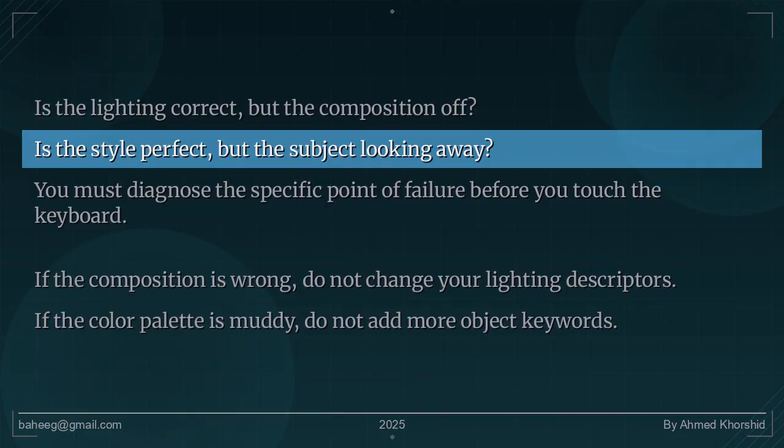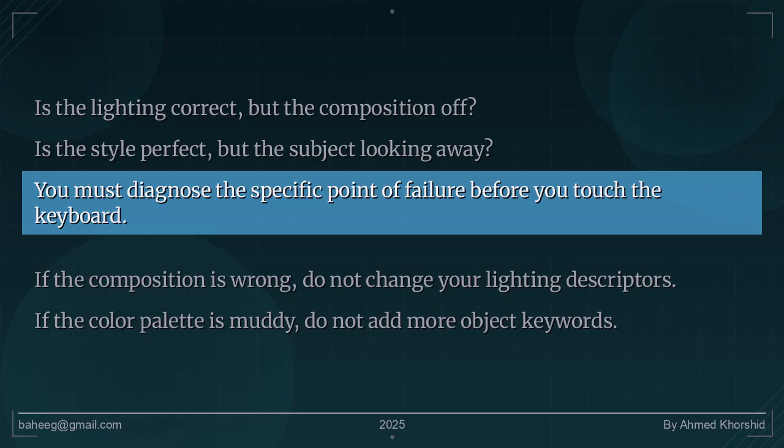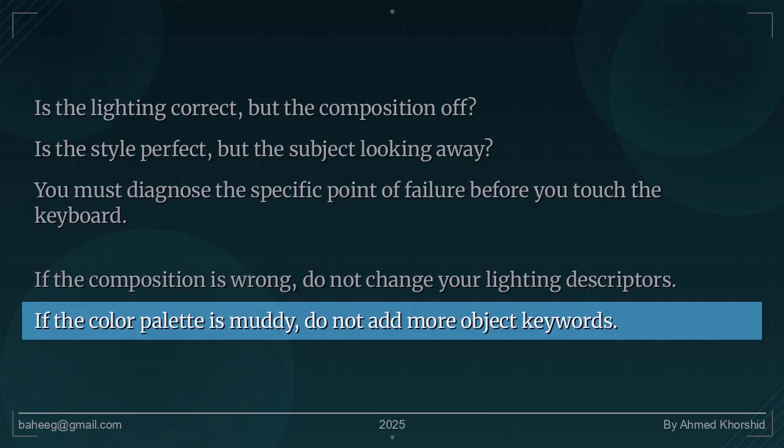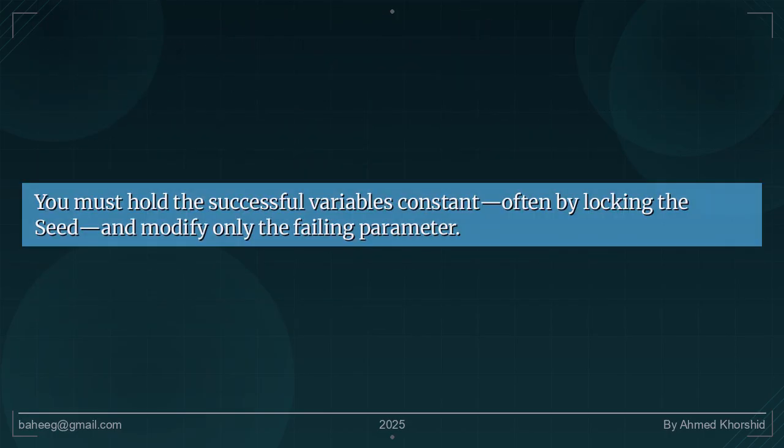Is the style perfect, but the subject looking away? You must diagnose the specific point of failure before you touch the keyboard. If the composition is wrong, do not change your lighting descriptors. If the color palette is muddy, do not add more object keywords. You must hold the successful variables constant, often by locking the seed, and modify only the failing parameter.